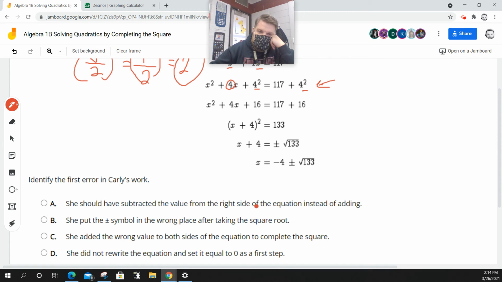Should have subtracted the value from the right side of the equation instead of adding. No, that's not true. She put a plus or minus sign in the wrong spot. No, that's not true. She added the wrong value to both sides of the equations to complete the square. Yeah, that's it.